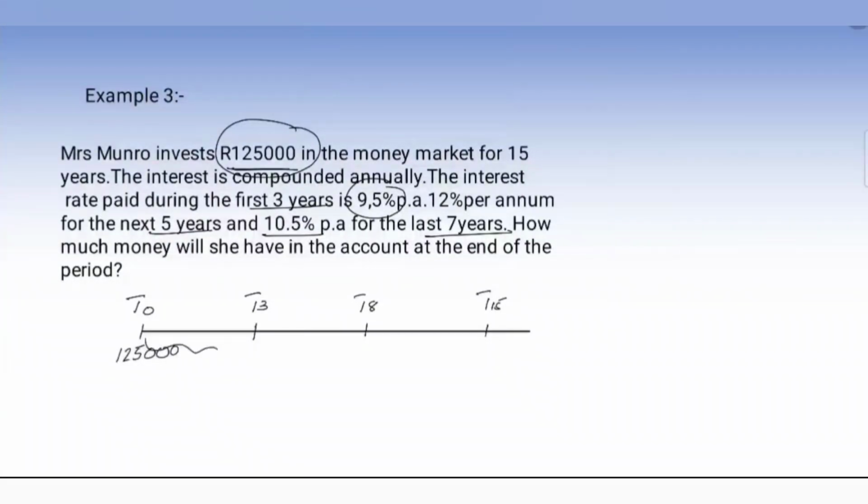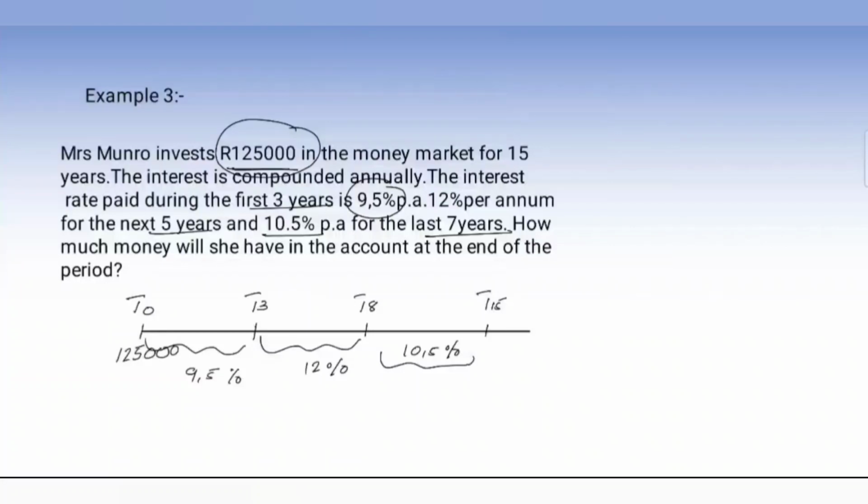T15. So first 3 years is the interest rate 9.5 percent. Then next 5 years, do you see that? Next 5 years, it's going to be 12 percent. Then last 7 years, it's going to be 10.5 percent. See that one? So everything I mentioned on the timeline. But here only one transaction, that is only deposit 125,000. The rest are the interest rate is changing, that also you have to mention it.